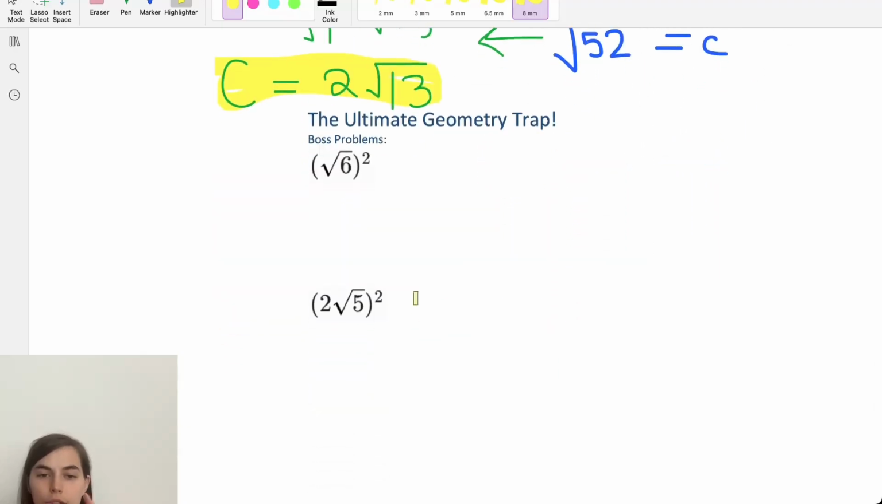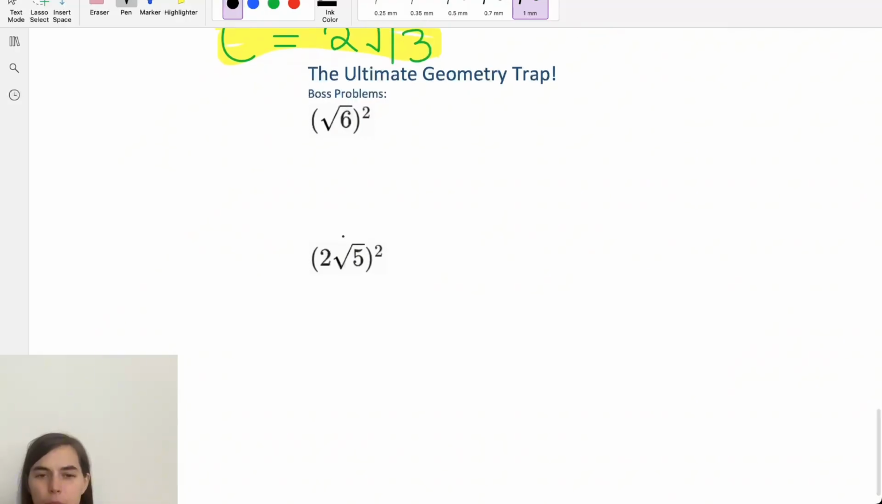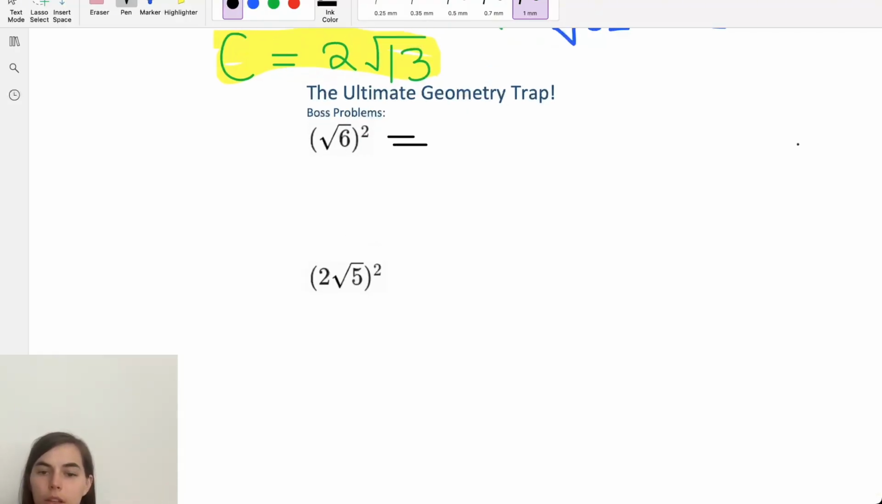Okay, we're going to look at one more thing here, which is the ultimate geometry trap. And that is squaring numbers that have radicals in them, like this. Okay, so let's just start with the first one. This is something that you will see a lot, and it's a lot easier than you think, because the squared power of 2 is the opposite, or the inverse, of a square root. So really, they cancel each other out. They say goodbye, and we're just left with 6. That's it. Easy. If you have a square root by itself squared, you'll just end up with the number inside.